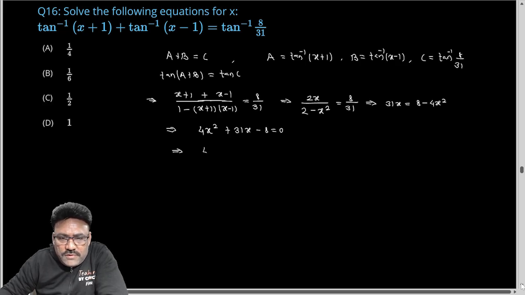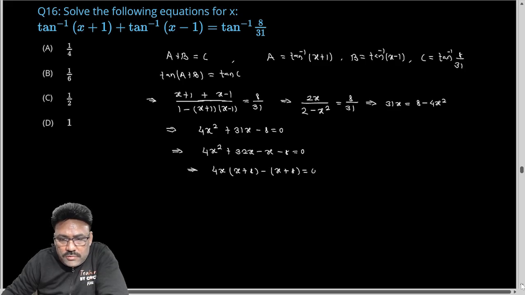So let's factorize it. 4x square plus 32x minus x minus 80. So 4x taken common here, x plus 8, minus taken common here, x plus 8. So you are getting two values of x. x is either 1 by 4 or minus 8.